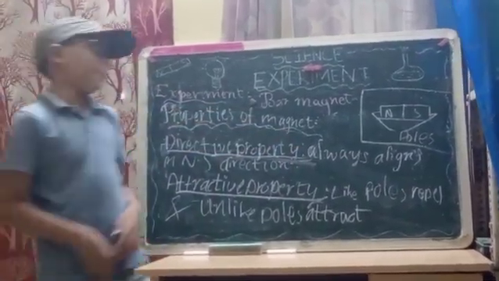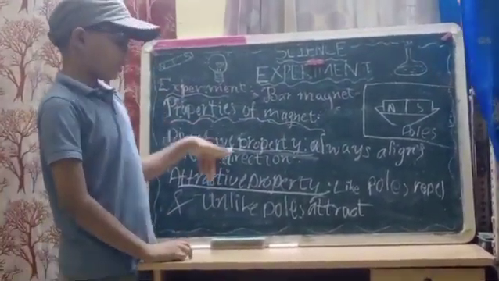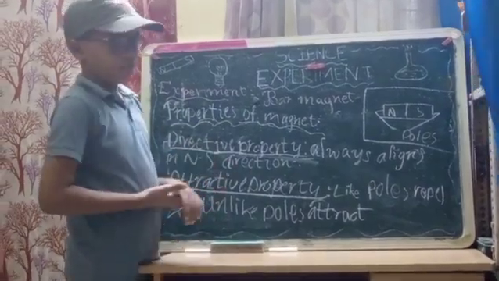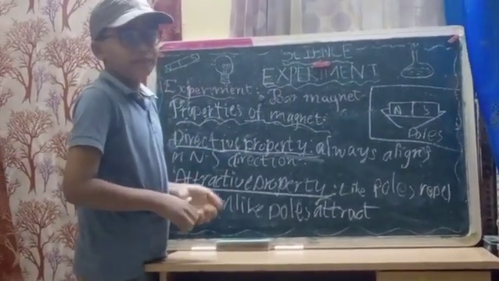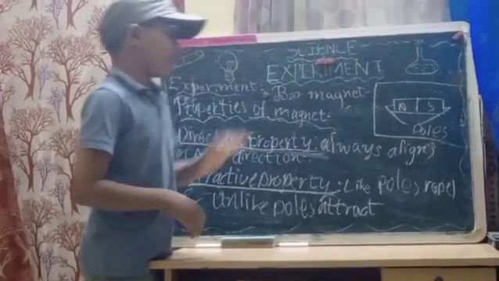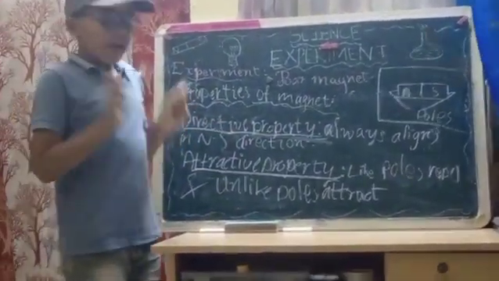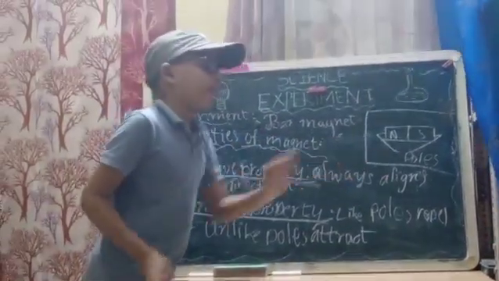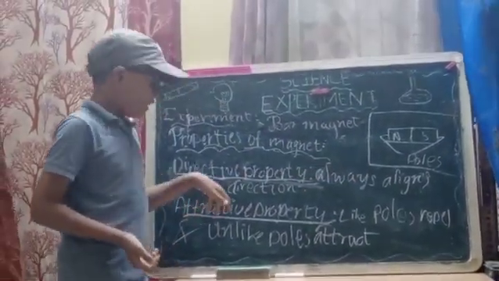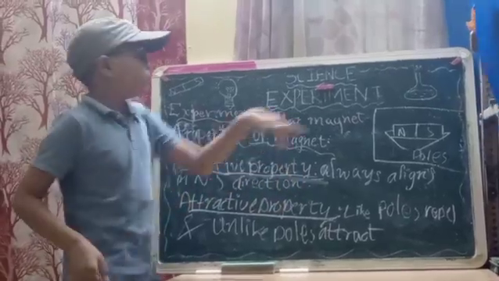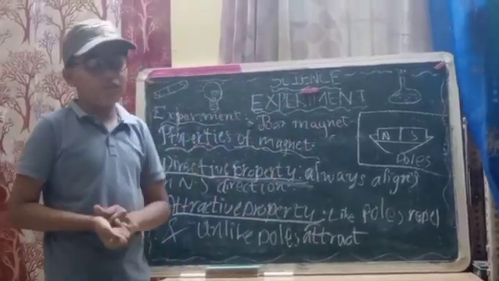So now the properties of magnet. There are two properties of magnet: the directive property and the attractive property. Directive property: a freely suspended bar magnet always aligns in the north to south direction.